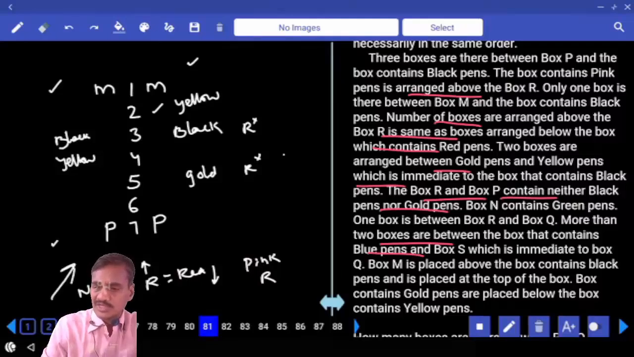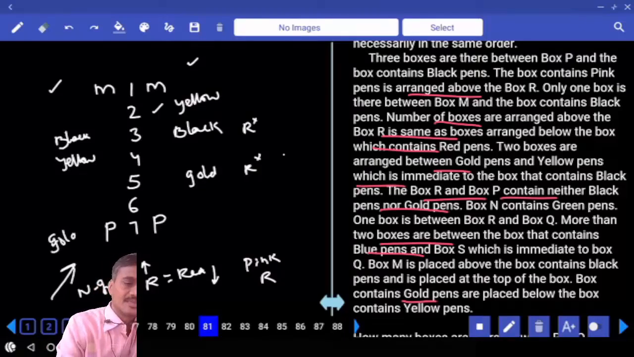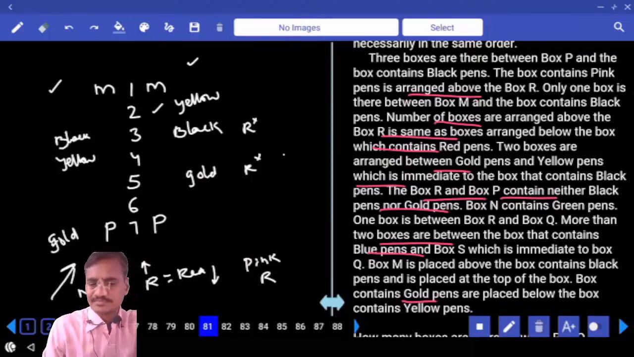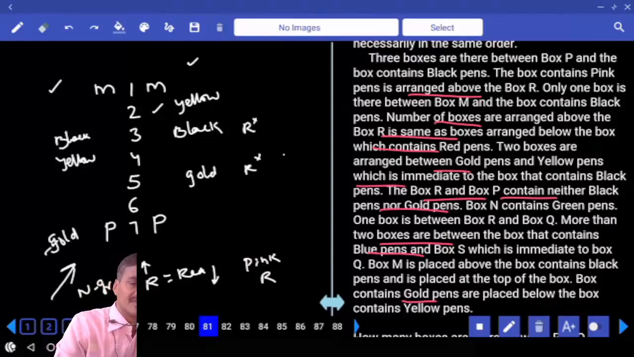N is placed above the box contain black, and at the same time N is placed, and box contains gold are placed below yellow. Gold is placed below yellow. Gold is placed below yellow కాబట్టి ఇక్కడ కూడా gold మనకి ఇక్కడ వస్తుంది. అంతే కదా? Gold is below yellow. Then coming to this one, N is green color. Where can we have N at this place? And మనకి yellow కి gold కి మధ్యలో రెండే కదా ఉండాలి. P is not gold. Neither P nor R is black and gold అన్నారు కాబట్టి this case is ruled out.